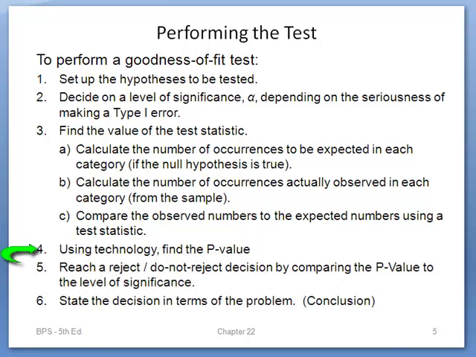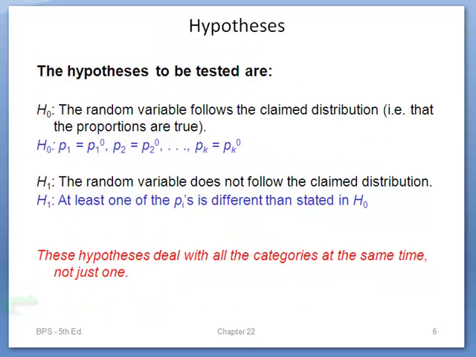After we find our test statistic, we have to use technology to find the p-value. Reach a reject or do not reject decision by comparing that p-value to our level of significance. And then state the decision in terms of the problem, your conclusion. So let's see how all this is done.